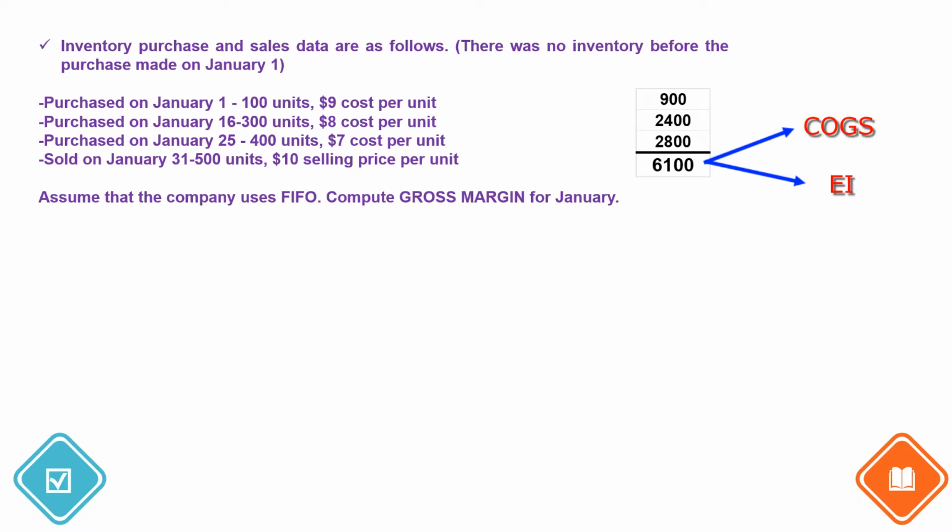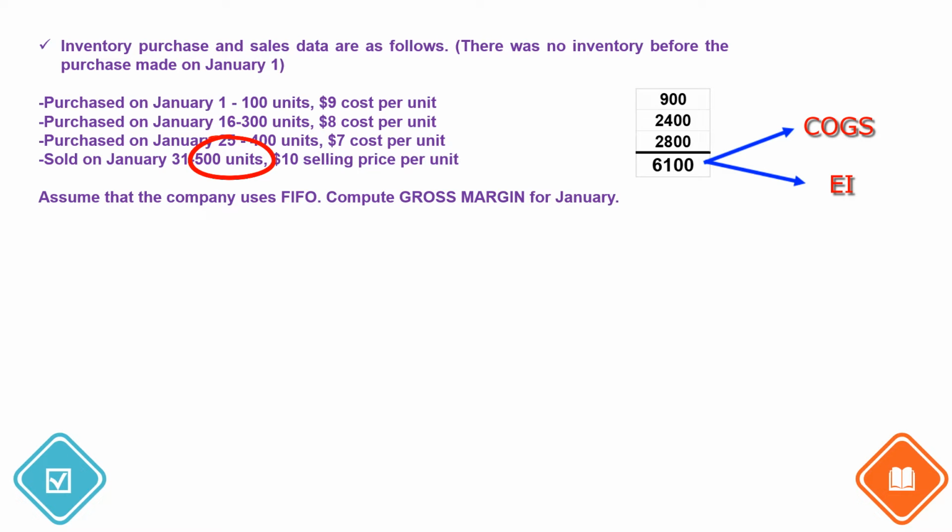But we also have units. There were 800 units in total, and we want to break out the units: how many units do we have left, how much did we sell, and how much is in ending inventory? I always look at both of those whenever I do an inventory problem. So we're going to start with the fact that they sold 500 units, so they tell us 500.